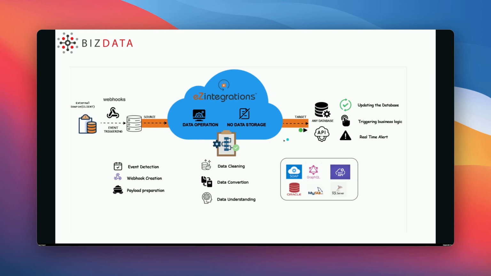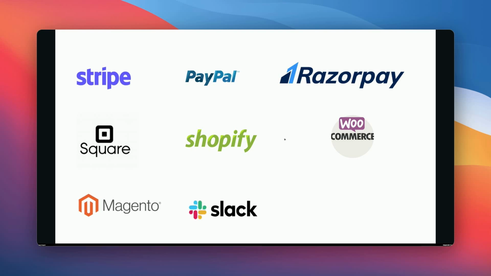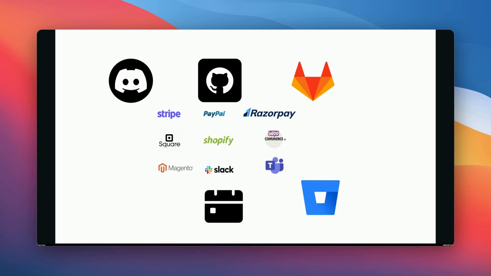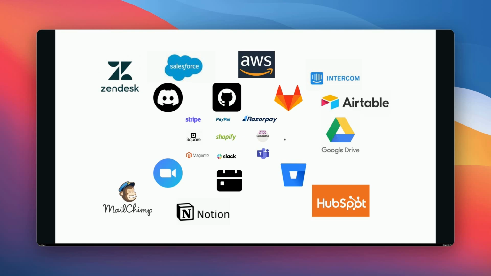Webhooks are the backbone of automation for some of the most recognized organizations worldwide. Let's look at a few examples. Organizations like Stripe, PayPal, Razorpay, Square, Shopify, WooCommerce, Magento, Slack, Microsoft Teams, Discord, GitHub, GitLab, Bitbucket, Calendly, Zoom, Zendesk, Salesforce, HubSpot, Notion, Intercom, MailChimp, Google Drive, AWS, Edible, Dropbox, and countless others. These companies use webhooks to automate their workflows and provide seamless experiences to their users.